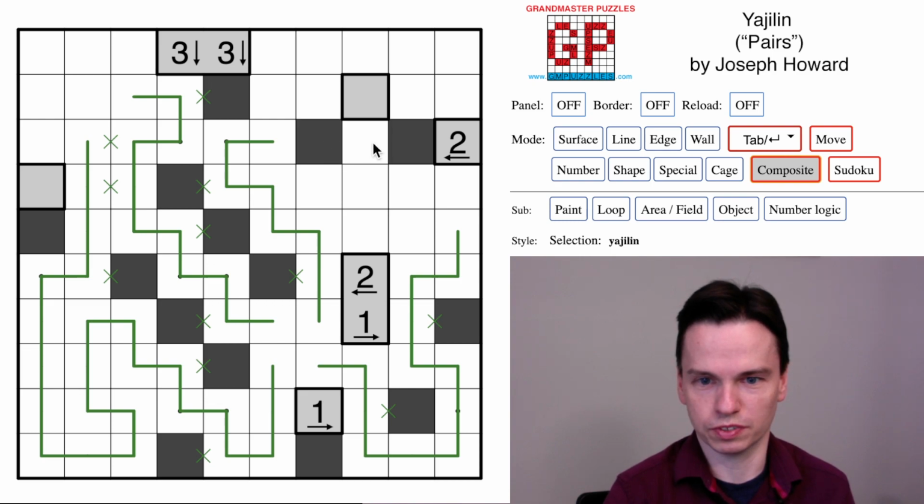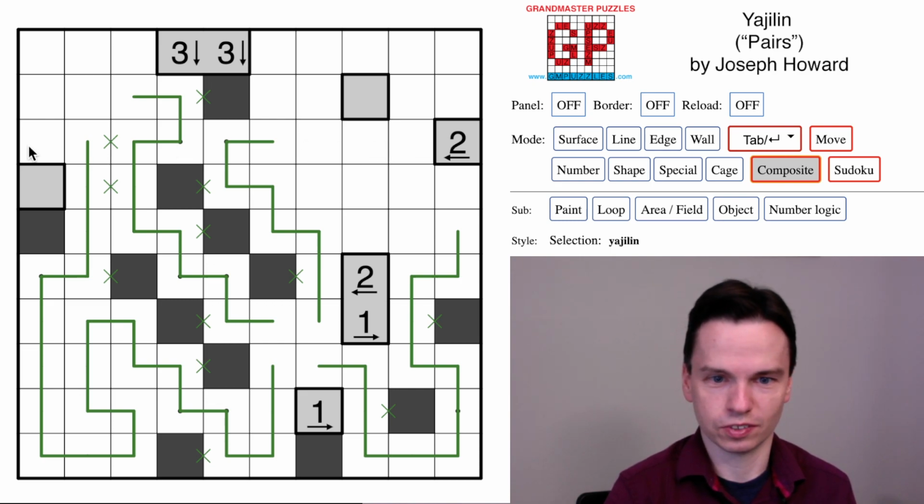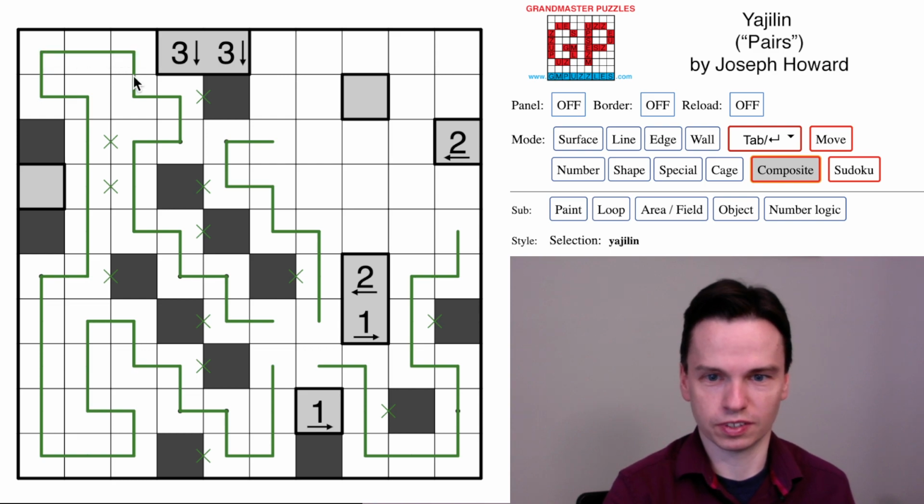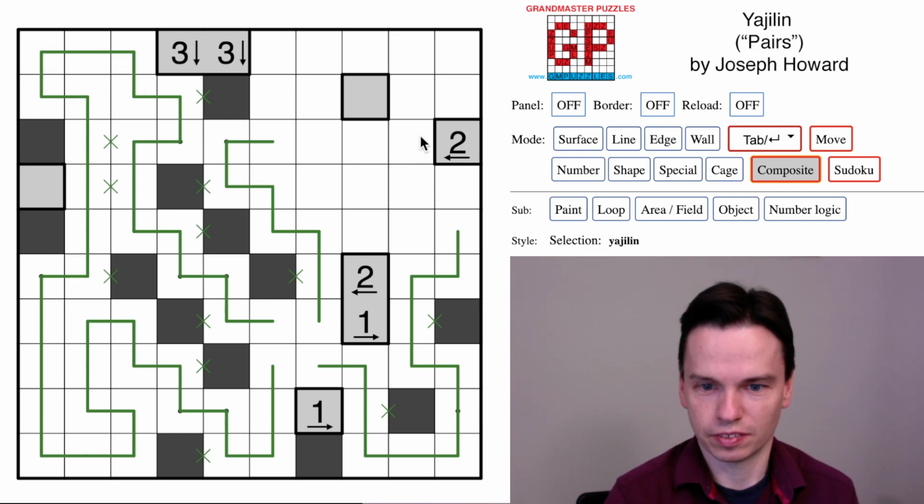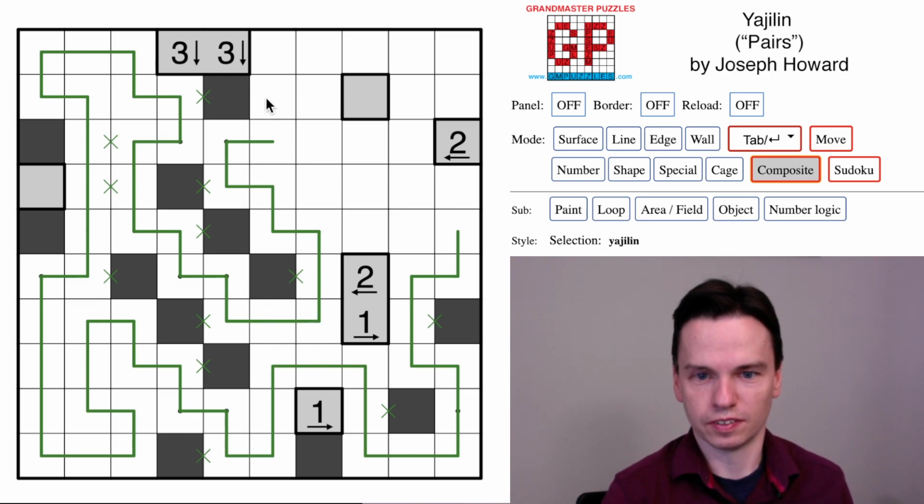I can't shade both of those because we'll isolate a cell. So I do have to shade the cell over on the far side. I have these ends connecting up, so they've got to dodge and join in here.